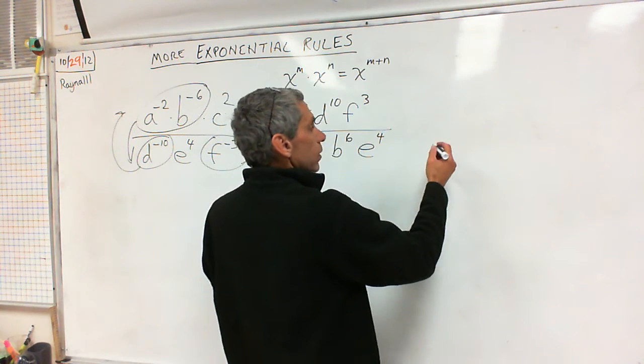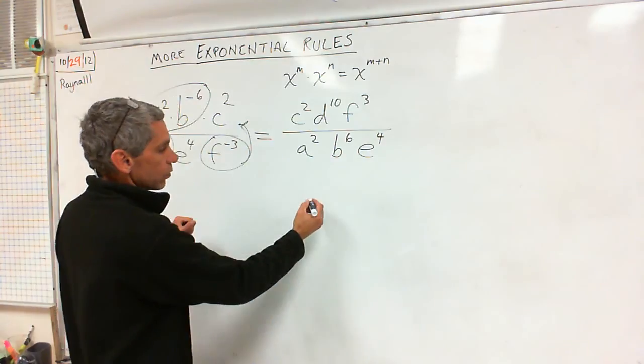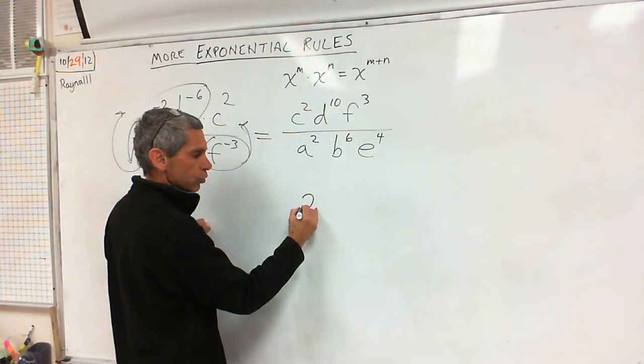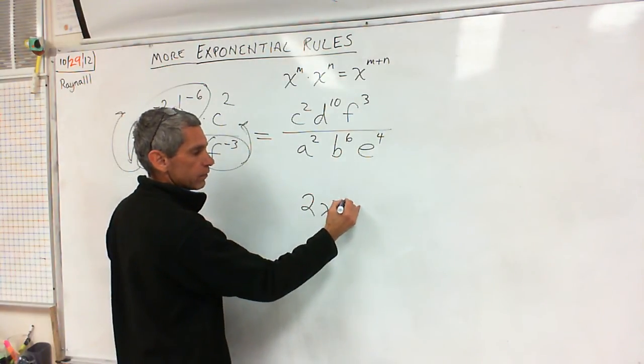Okay. All right. So one other example would be something like this. What is 2x to the negative 7?